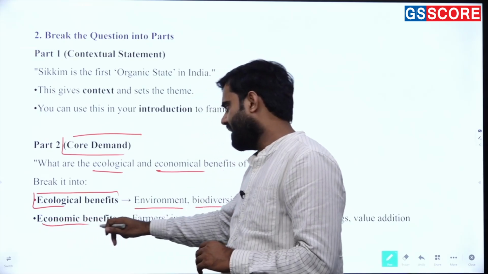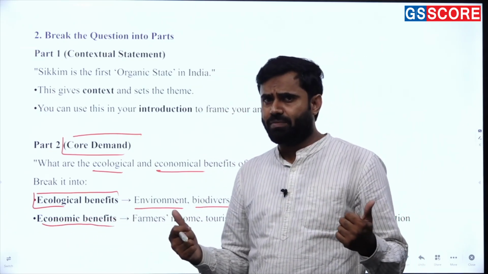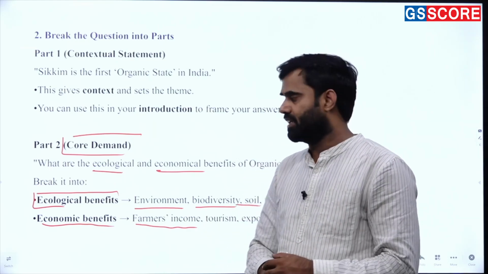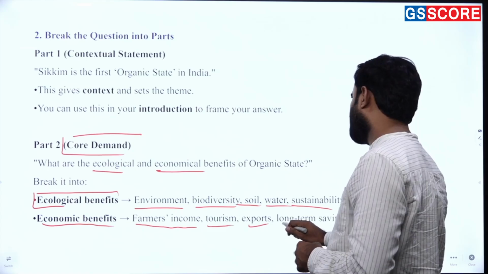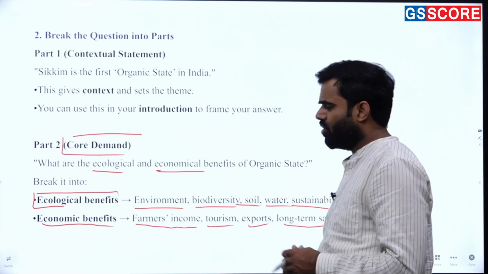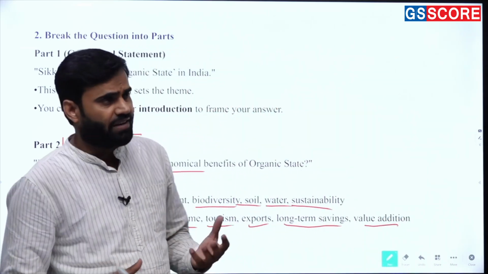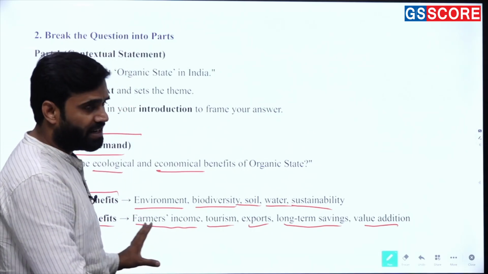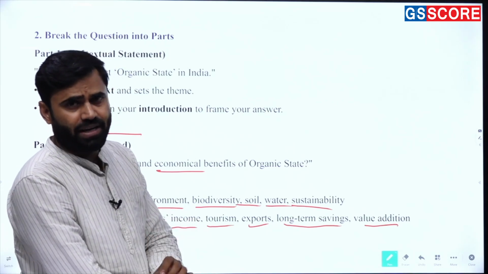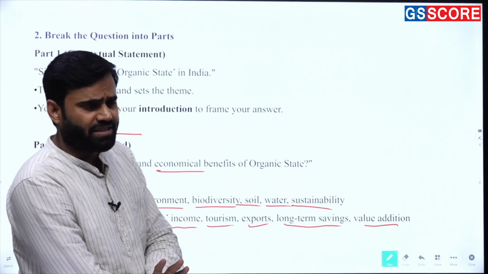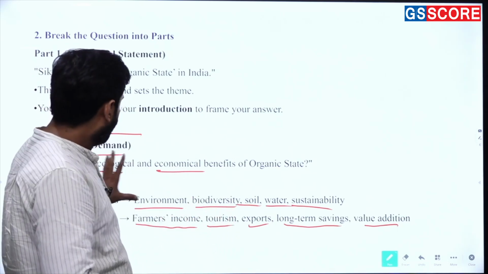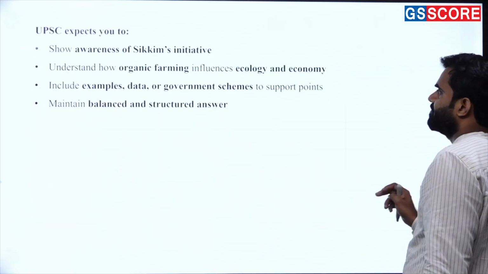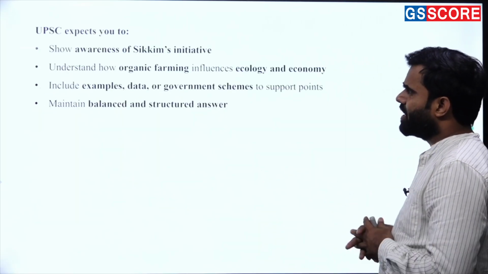Second part, economic benefits. Whenever we talk about economic benefits, always remember farmers' income and farmers' interest, बहुत ही जरूरी हो जाता है. Next, tourism, export, long-term savings, value addition. These are the important areas or words which we have to adopt in our answers. Getting my points? So ecological benefits and economic benefits are the core demand area of the question. You will start from the introduction and include all these important areas in the main body. Getting my points? Now, this is another important area.